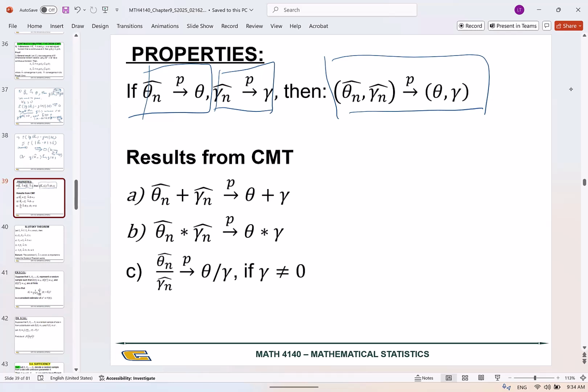Because of the joint convergence in probability to theta and gamma, you can apply the continuous mapping theorem for the continuous case, with the function being either the summation, the product, or the quotient function, and you get all these things. It's very beautiful. So let's look at the proof for this property.